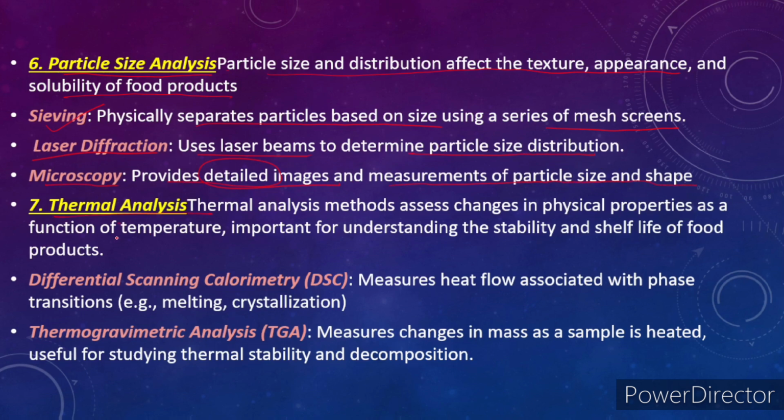Thermal analysis depends upon the temperature, and it is important for understanding the stability and the shelf life of the food products. In this, we see the differential scanning calorimetry and the thermogravimetric analysis. DSC measures the heat flow associated with the phase transitions, for example melting and the crystallization. In TGA, it measures changes in the mass as a sample is heated, useful for studying the thermal stability and the decomposition. Now let us see both techniques.